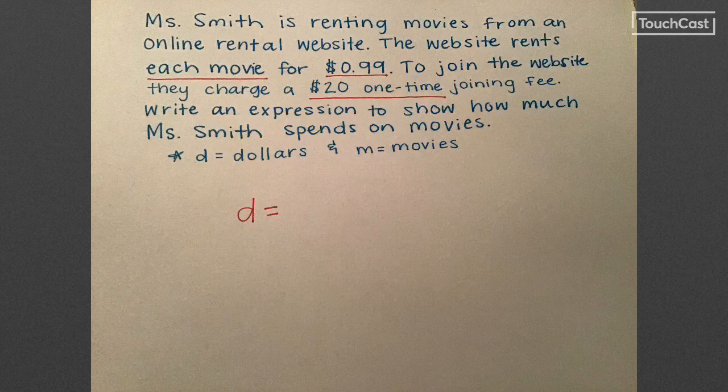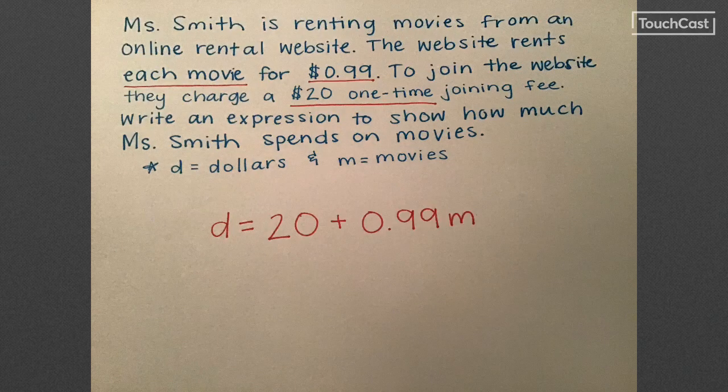Based on this, it sounds like we're going to need to do some multiplication and some addition. It's going to cost $20 to start, and then 99 cents for every single movie. So I need to multiply 99 cents times M, because M represents the number of movies I'm going to rent. I don't know how many I'm going to rent yet, but I'll count them up eventually one day and figure out how much I spent total.